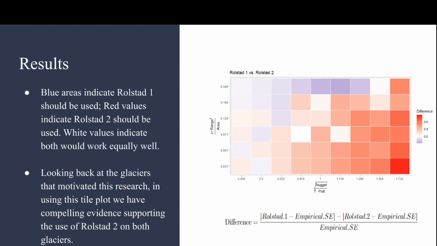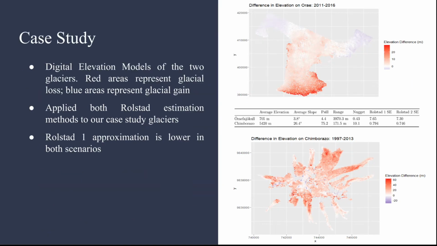Looking back at the glaciers that motivated this research, we have compelling evidence supporting the use of Rolstad 2 on block glaciers for approximating the standard error. The digital elevation models shown on the right are models of our two case study glaciers. They demonstrate how much ice change has occurred in different parts of the glacier over different time spans. Red areas represent glacial loss, and blue areas represent glacial gain.